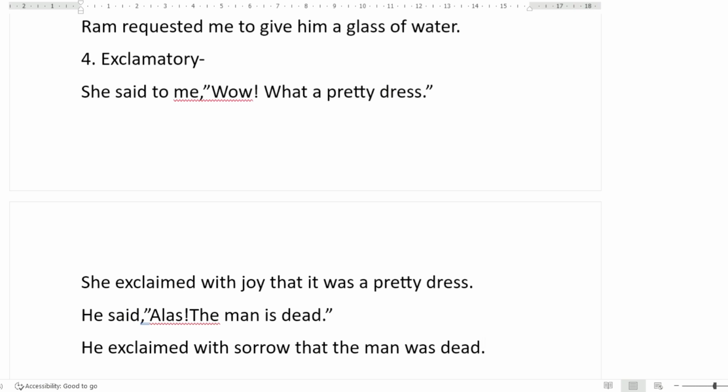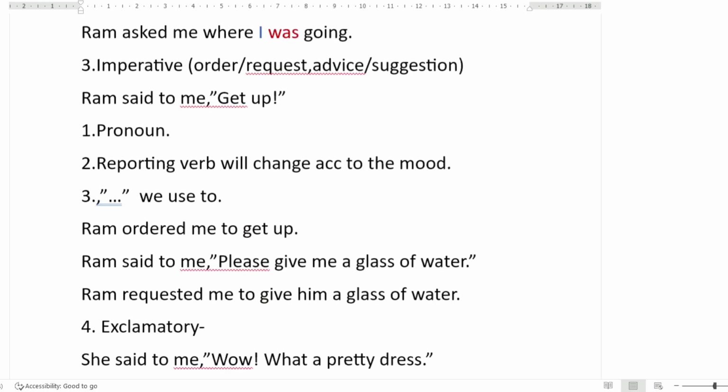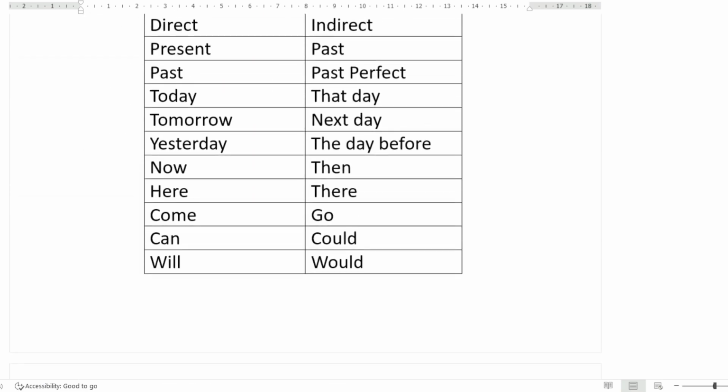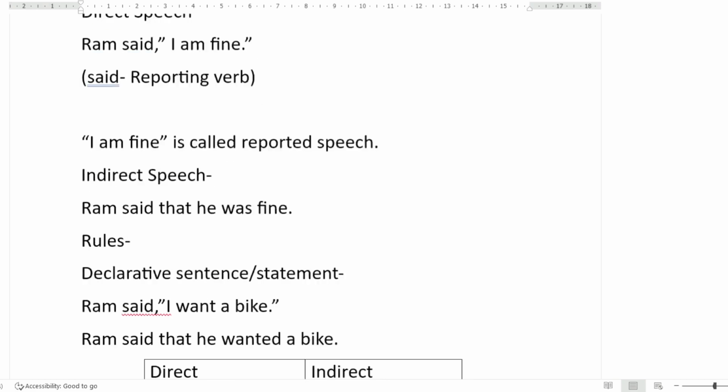Okay, so these are the basic rules of direct and indirect speech. Kindly go through them very carefully, and if you have a doubt, please ask me.